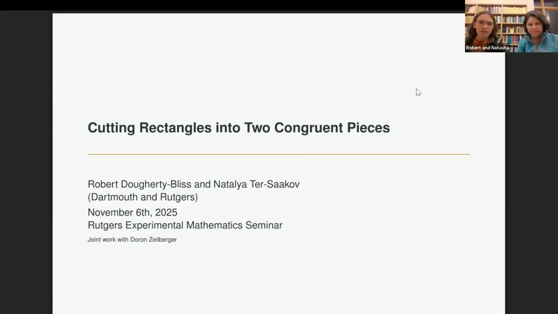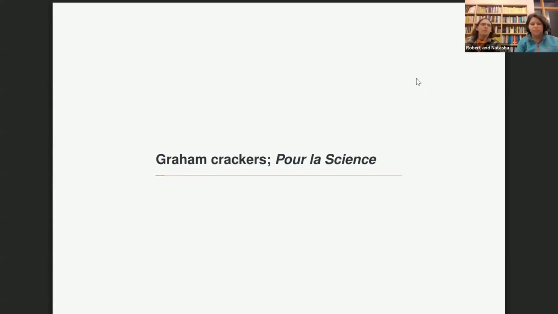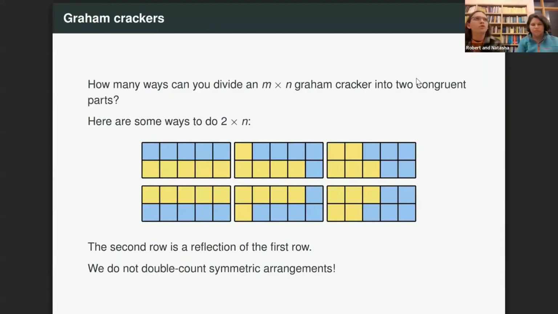So we want to report on some progress on a nice combinatorial problem that we came across earlier this year. It has to do with graham crackers. Imagine that you and a friend were trying to share a graham cracker, and maybe you're like a small child, so you're very finicky and particular about this. So you want to take a graham cracker and split it into two pieces, and the two pieces need to be identical.